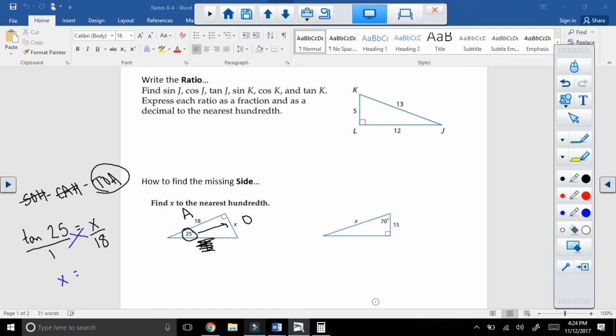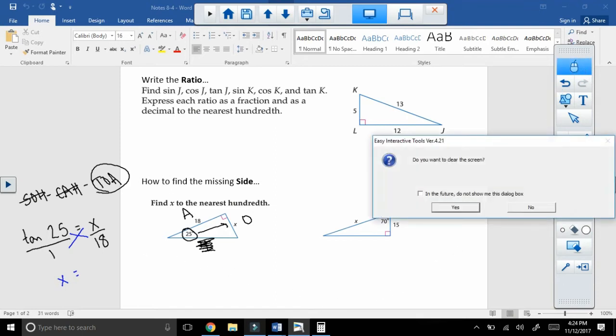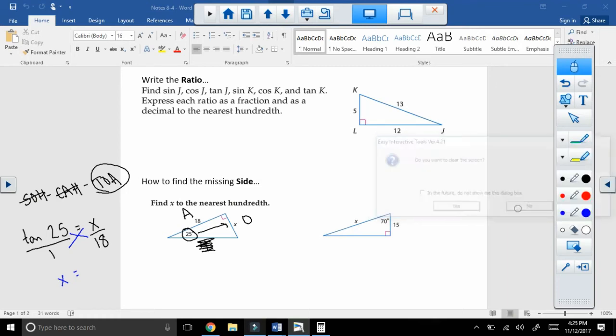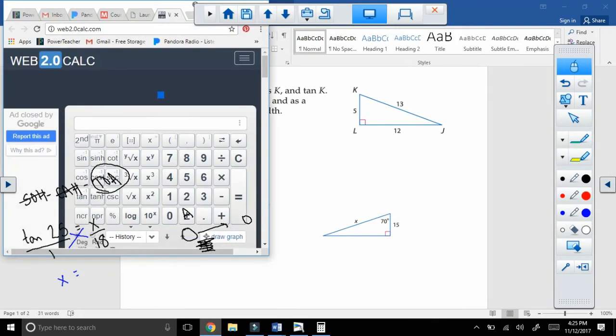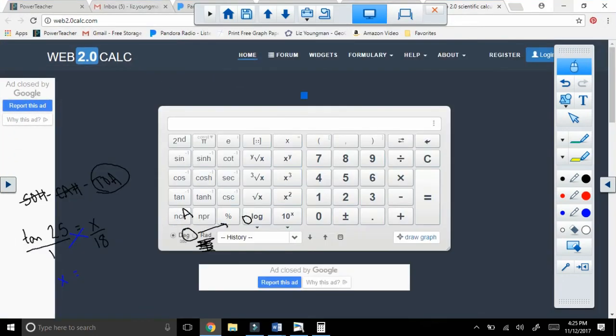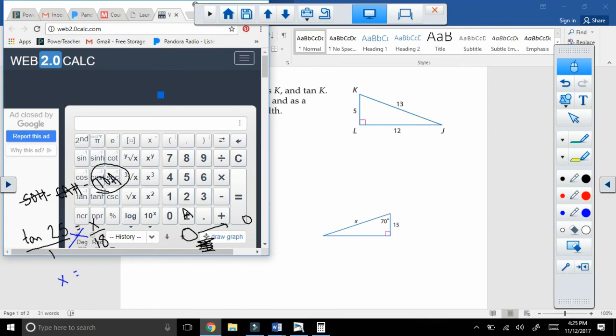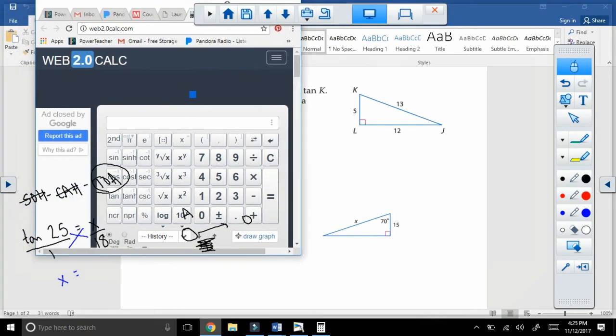So grab your calculator, and I'm actually going to pull up a more scientific calculator than just the basic one on the computer. So I have one here. Let me pull this over, if it'll let me. Come on. There we go.